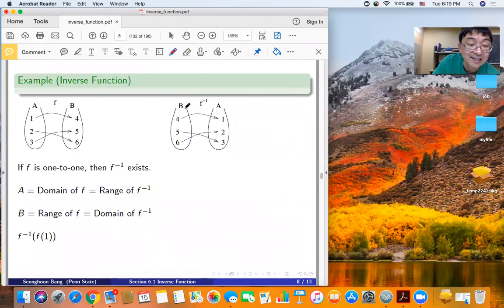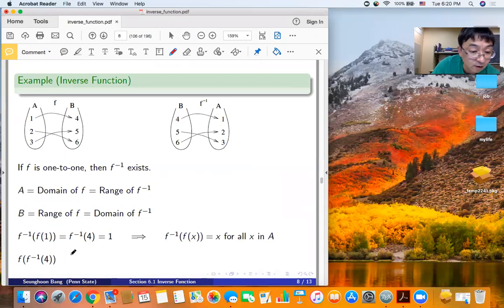Next one, the cancellation equation is true here. So what's it like? f of 1: 1 is going to 4. Then what's the inverse of 4? Here, 4 is going to 1. So it changes back to 1. What happens? Inverse and f cancel, like this. So this is true for the inverse of f of 1.